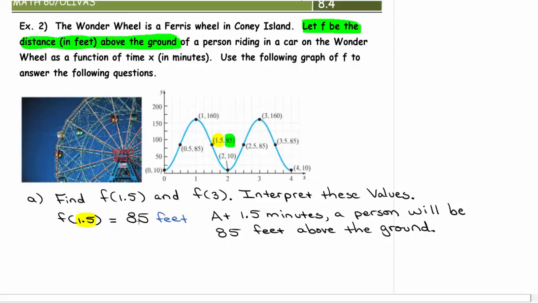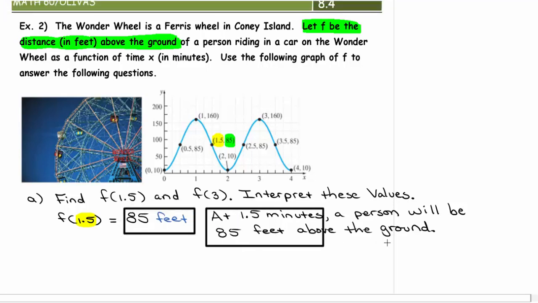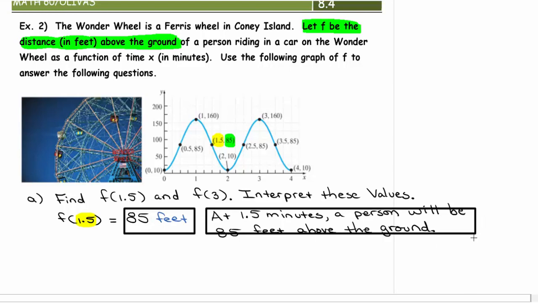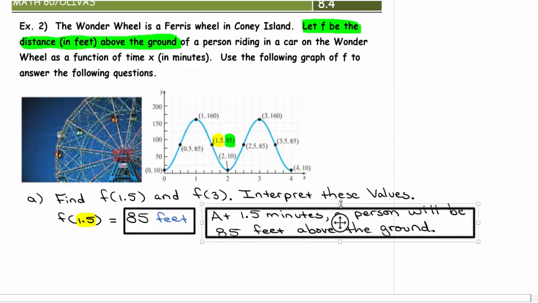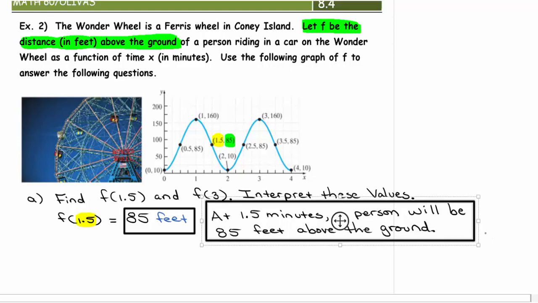Okay, so let's go ahead and box in everything we just found right now. We found a lot of good information here. That looks pretty good. Now let's find the other one.